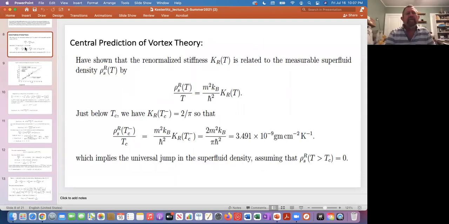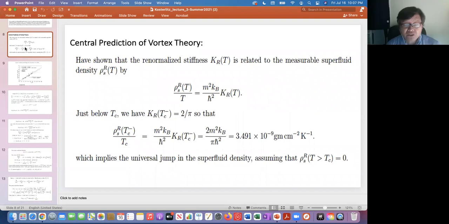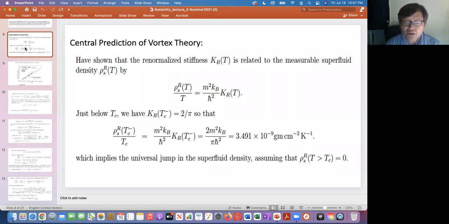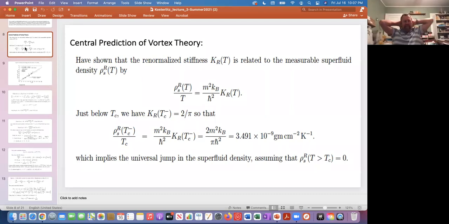Well, this one? Yes, this is the slide. Okay, so that slope, in fact, is 2m squared k_B over pi h-bar squared, right? Right. So the slope is determined by the Boltzmann constant, the mass of the helium atom, and the Planck constant. Yep. Okay. So also this prediction is inescapable, I mean, from within the theory, so that there's no way.